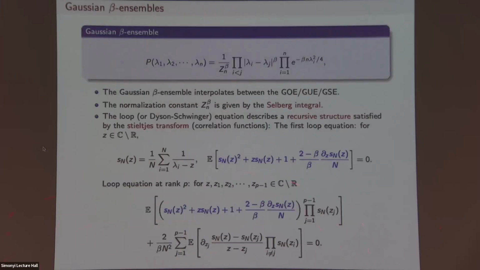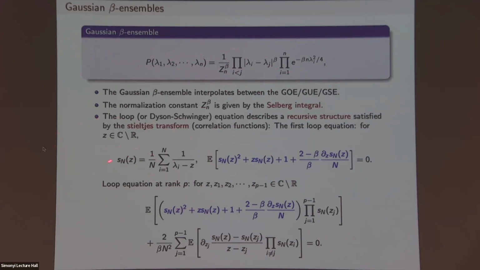So here are the loop equations for the Gaussian orthogonal ensemble and Gaussian unitary ensemble. For these, you can actually write down the joint eigenvalue distribution. It's given by this formula called the Gaussian beta ensemble. When beta is 1, it's GOE. When beta is 2, it's GUE. This Gaussian beta ensemble is well defined for any beta bigger than 0. They interpolate between GOE and GUE. There are a lot of amazing properties for the Gaussian beta ensemble. For example, you can compute the normalization constant by the Selberg integral. And there is a nice tridiagonal model whose eigenvalues are given by the Gaussian beta ensemble, discovered by Edelman and Dumitriu.